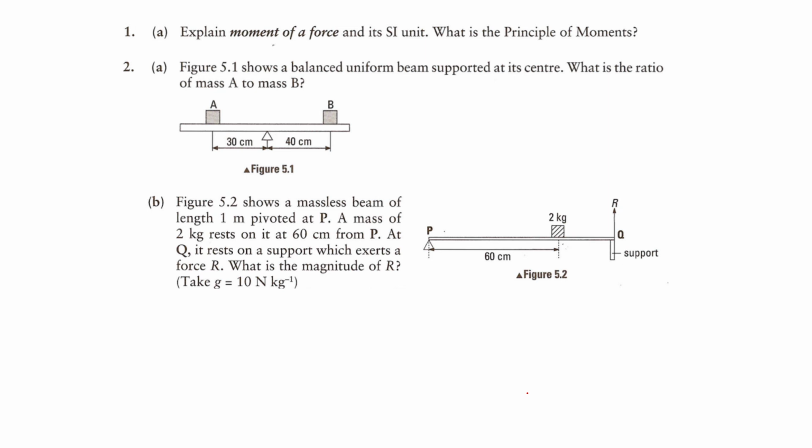Part B. Figure 5.2 shows a massless beam of length 1 meter pivoted at P. A mass of 2 kilograms rests on it at 60 centimeters from P. At Q, it rests on a support which exerts a force R. What is the magnitude of R?